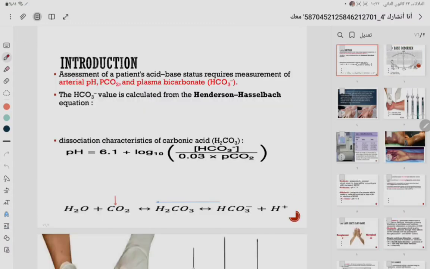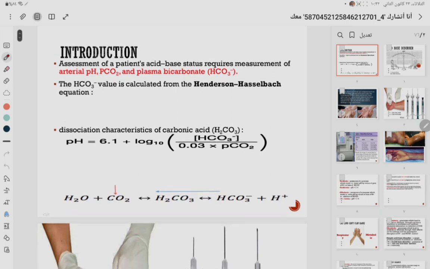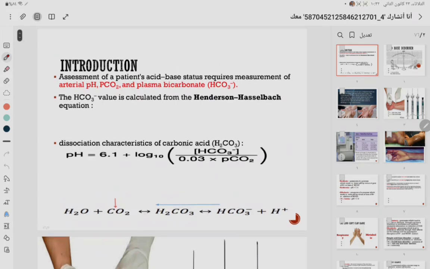Okay, so introduction to acid base status requires measurement of bicarb and pH, PCO2 and plasma bicarbonate through the calculated value of the Henderson-Hasselbalch equation that we are all familiar with from physiology 101. pH is 6.1 plus the logarithm to the power of 10 of bicarb divided by 0.03 times PCO2.